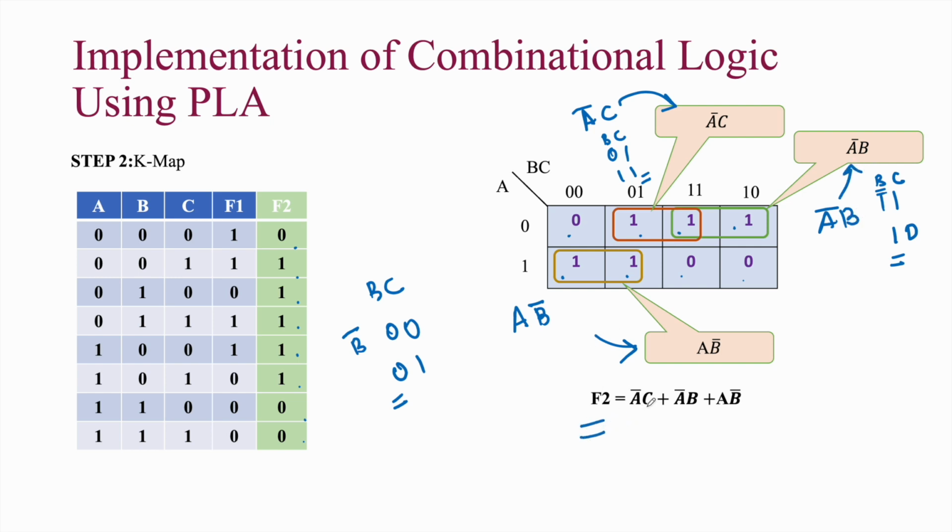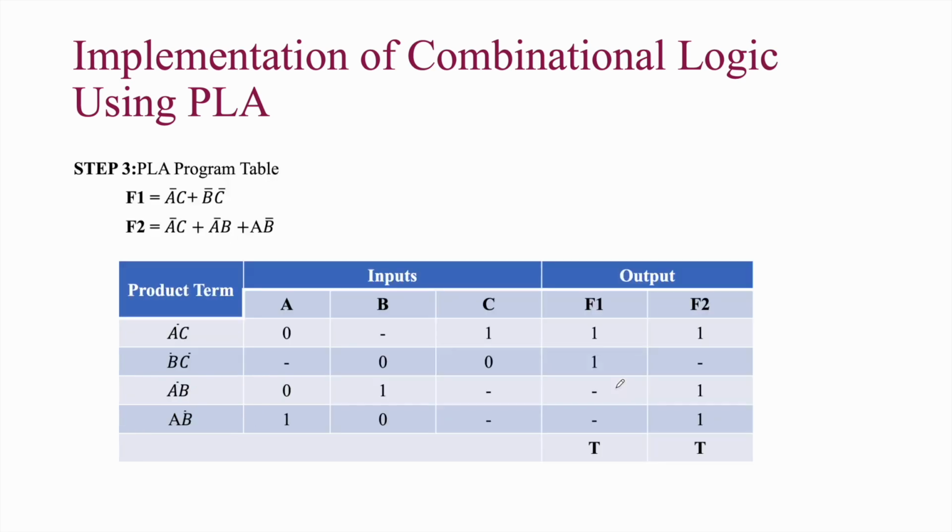So what will be F2? A bar C plus A bar B plus A B bar. That becomes the function F2. Therefore we have identified F1 and F2.